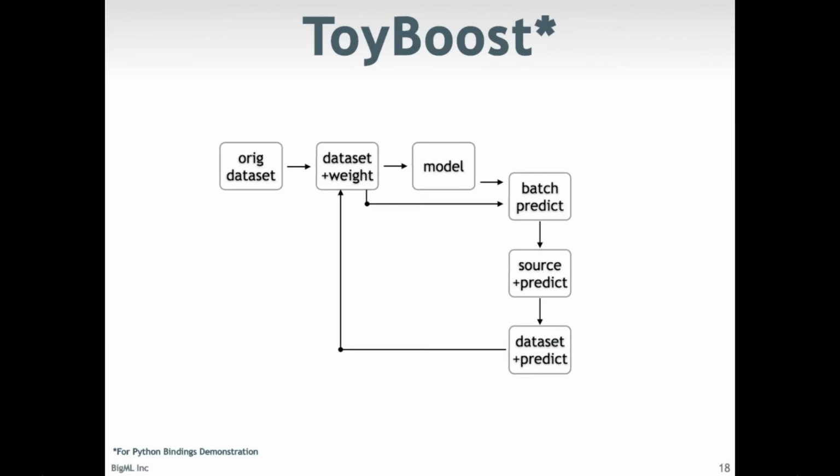And then we're going to use that batch prediction, which now has all the features of the dataset, plus a known outcome, plus the predicted outcome, to create a new source, which contains now all the features from this original dataset, but plus a predicted outcome. And then use that source to create a new dataset.